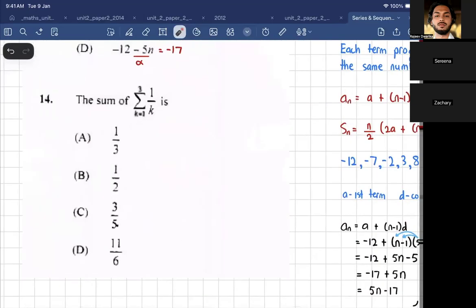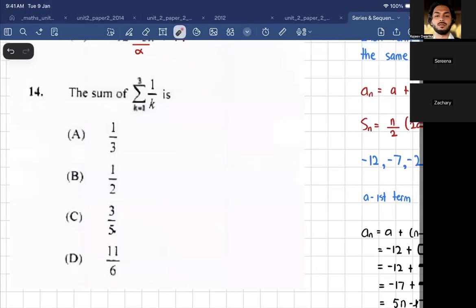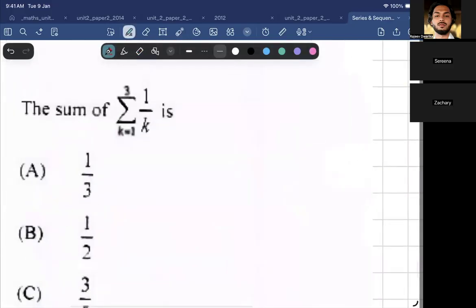Right. 14. The sum of... So Zachary, I presume you don't know how sigma notation works. No, sir. All right. So, you want to explain it to Zachary?